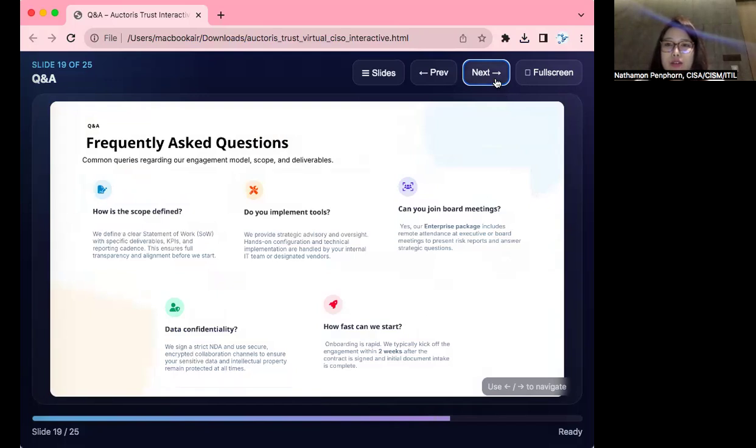Okay, so the most frequently asked question is about data confidentiality. So we are going to sign a strict NDA, and we ensure that we use secure, encrypted collaboration channels. We actually even agree to use your secure communication channel for sending any documents or even joining meetings. So you can be assured and trust that we are not going to expose or leak your confidential information.